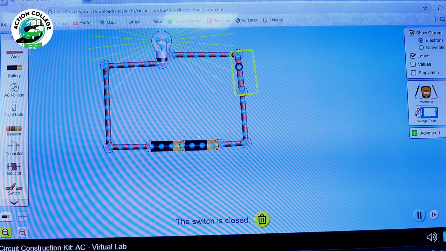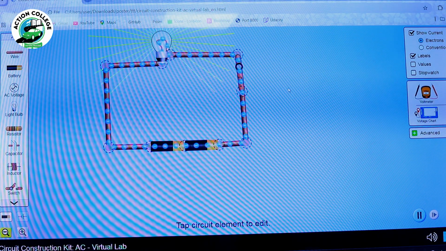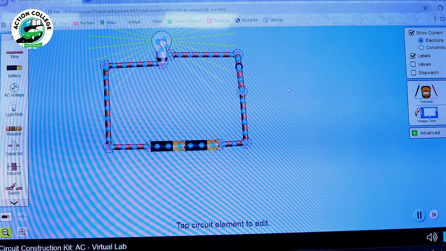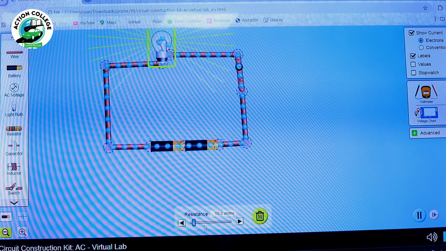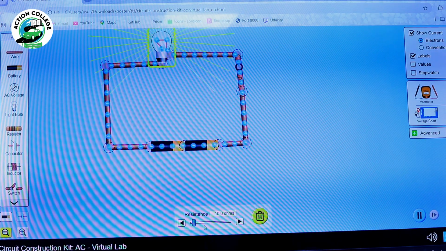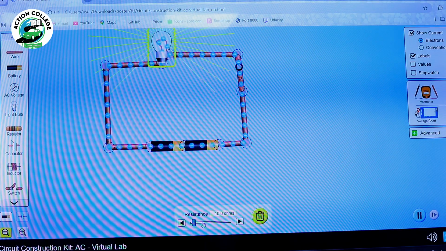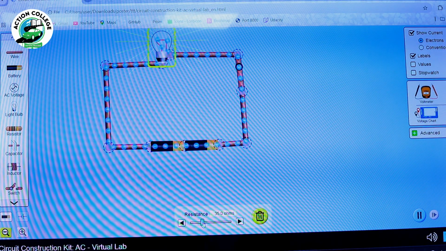From what we have seen, current is equal to voltage over resistance. If the resistance increases, the current decreases, as I told you before. We have a resistance equal to 10 ohm. If we increase the resistance, the current will be low, and you see the intensity of light decreases. If the resistance decreases, the current increases, and you get higher intensity.